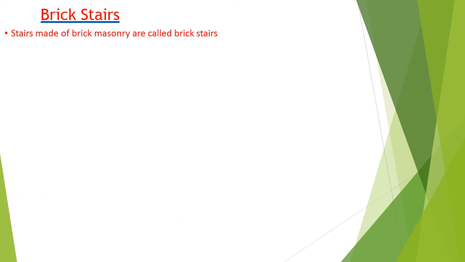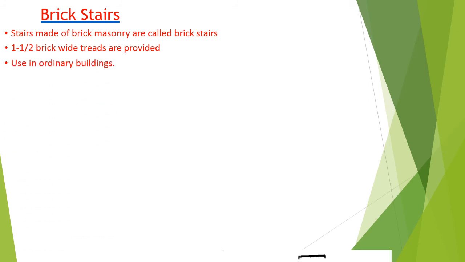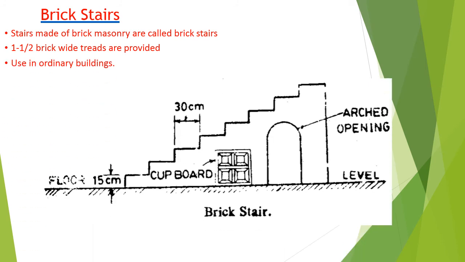Brick stairs. Stairs made of brick masonry are called brick stairs. 1.5 inch brick wide treads are provided. Used in ordinary buildings. The image shows ordinary buildings locally constructed in village type, which will be like this. A riser of 15 cm and a tread of 30 cm. Underneath you can have cupboards, arched openings, etc.